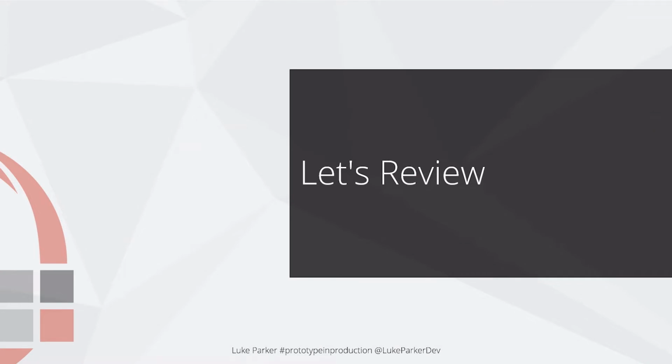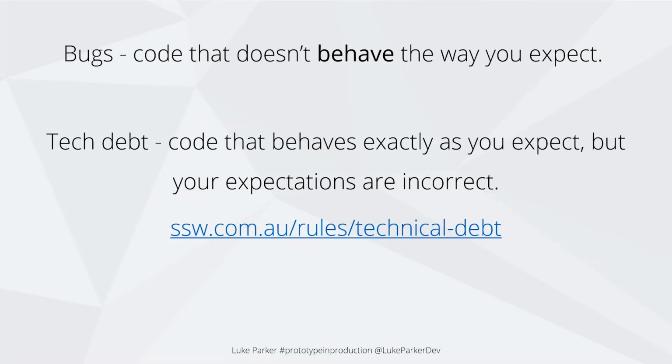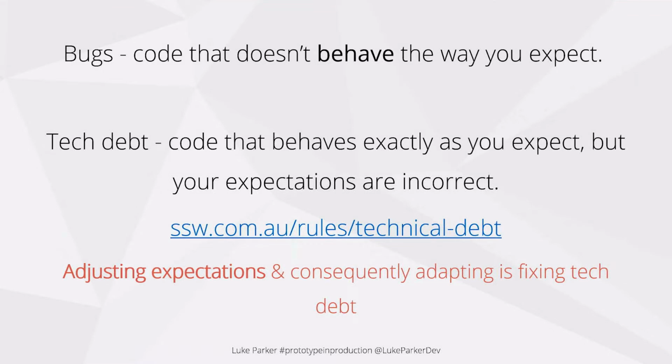So let's review our thoughts a bit here. Bugs are code that doesn't behave the way you expect. Tech debt is code that behaves exactly as you expect, but your expectations are incorrect. So if you submit a PR that adds this new feature and it makes it a bigger file, adds a bit of tech debt, makes a bad decision, your expectation of having this as done is incorrect. So we've got to adjust our expectations and consequently adapt it. That's how we fix tech debt. So we've got to adjust, in the Scrum sense, our definition of done, which we can talk about later.